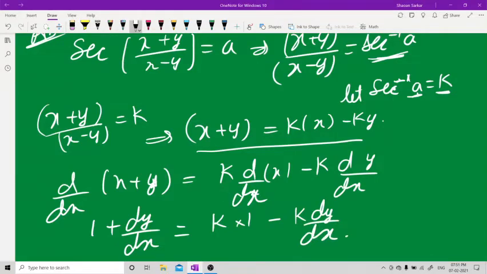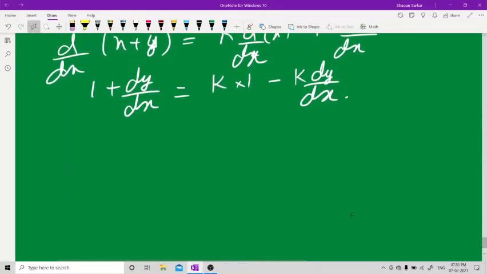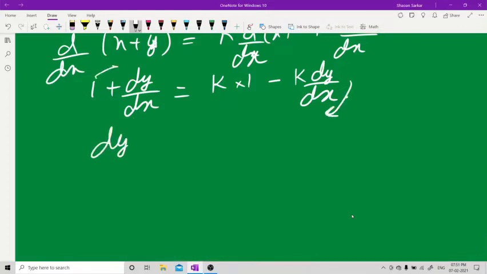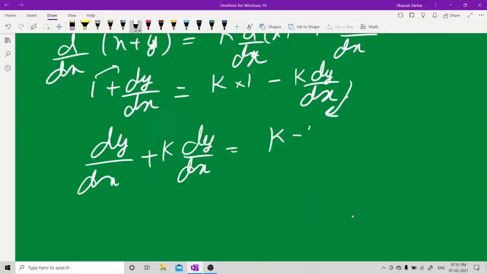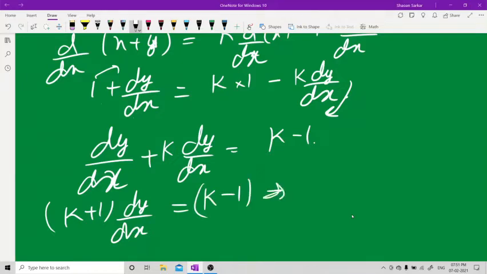So now you have to take this on this side. So dy by dx, bring this here and take this there. dy by dx plus k dy by dx is equal to k minus 1. So here you have (k plus 1) dy by dx is equal to k minus 1. From here you will get dy by dx is equal to (k minus 1) over (k plus 1).